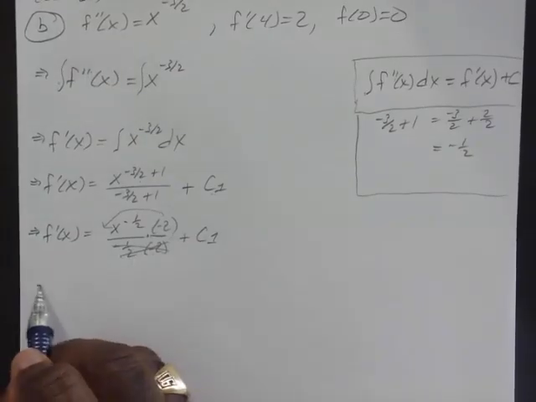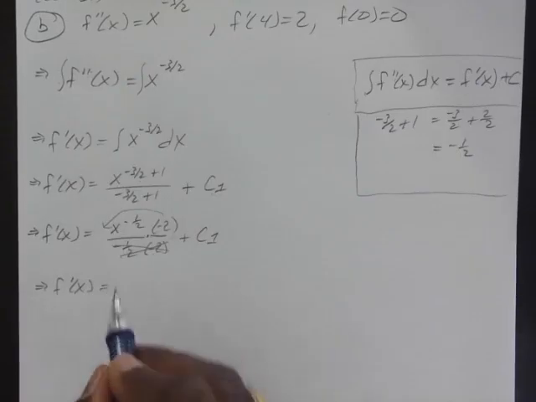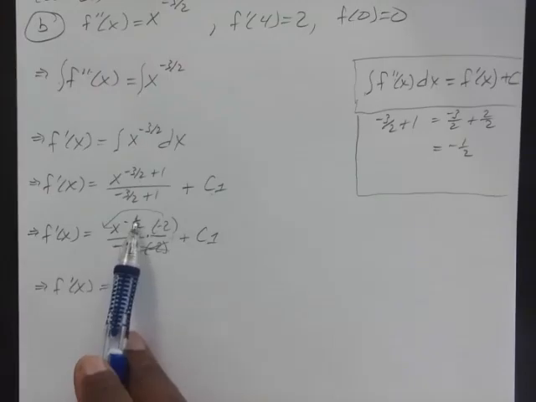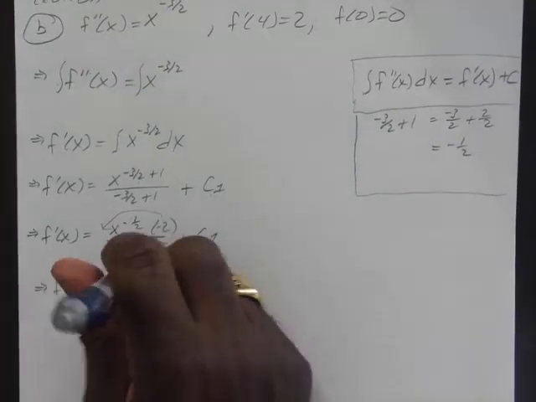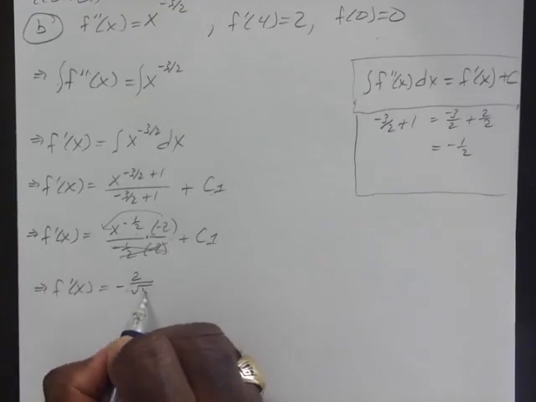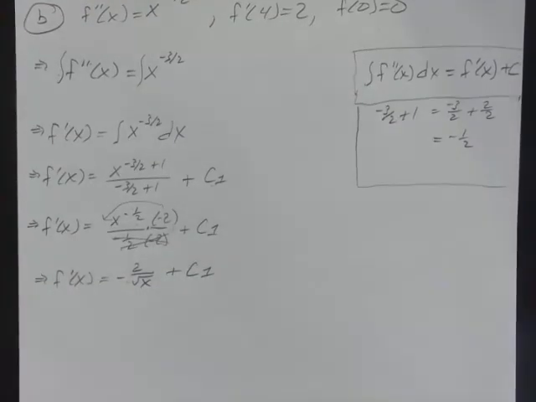So we can rewrite that as f prime of x is equal to -2 divided by square root of x. So we can rewrite that by moving that to the denominator. So I'll make this a little bit smaller. So -2 divided by the square root of x plus our c number 1.